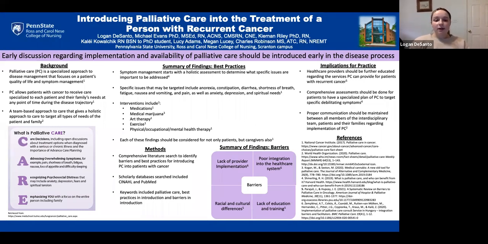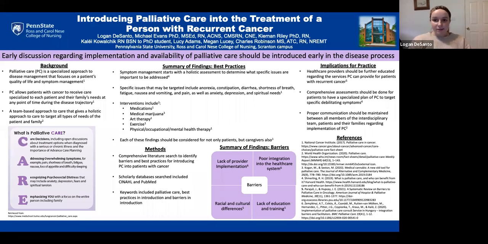Our methods included a comprehensive literature search to identify barriers and best practices for introducing palliative care into patients with cancer. We utilized scholarly databases that included CINAHL and PubMed, and our keywords were palliative care, best practices in introduction, and barriers in introduction. So for our findings, for best practices, symptom management starts with a holistic assessment to determine what specific issues are important to be addressed.